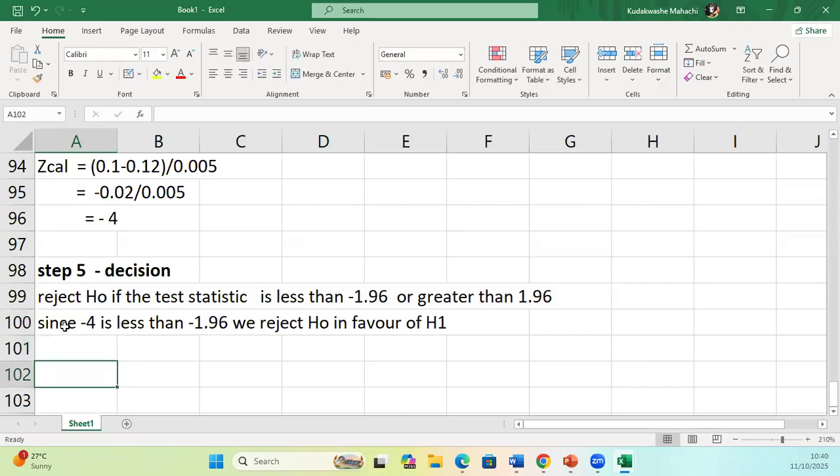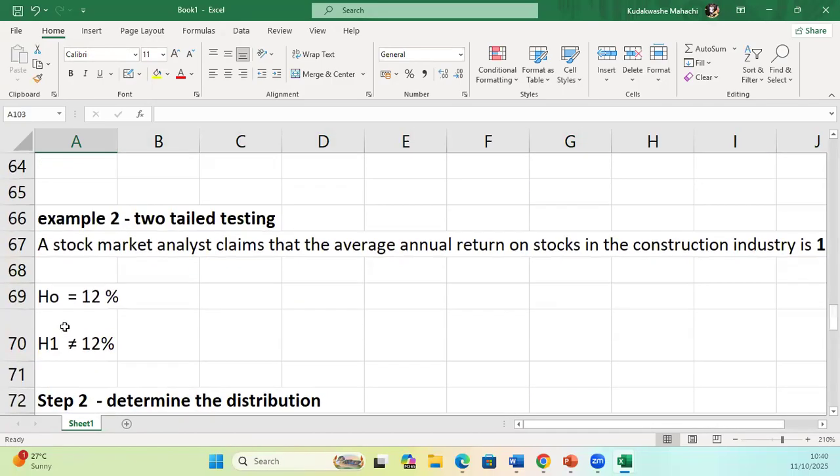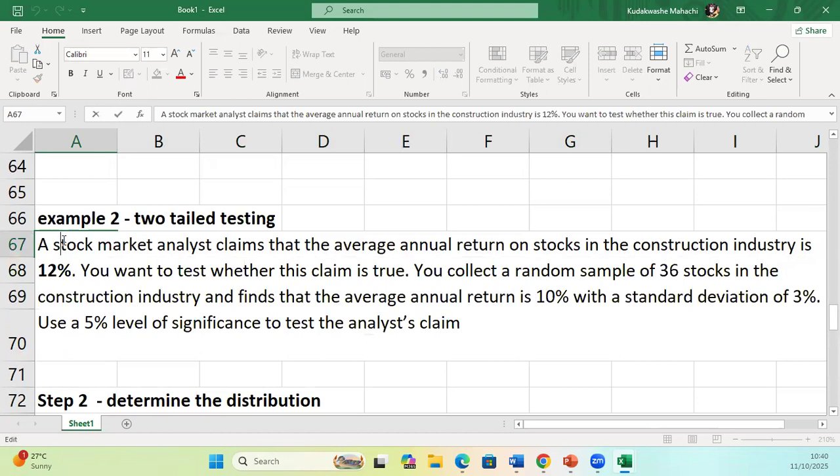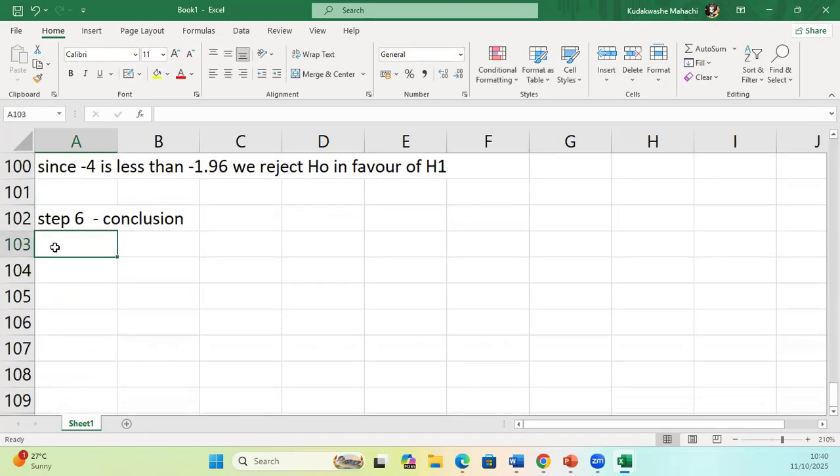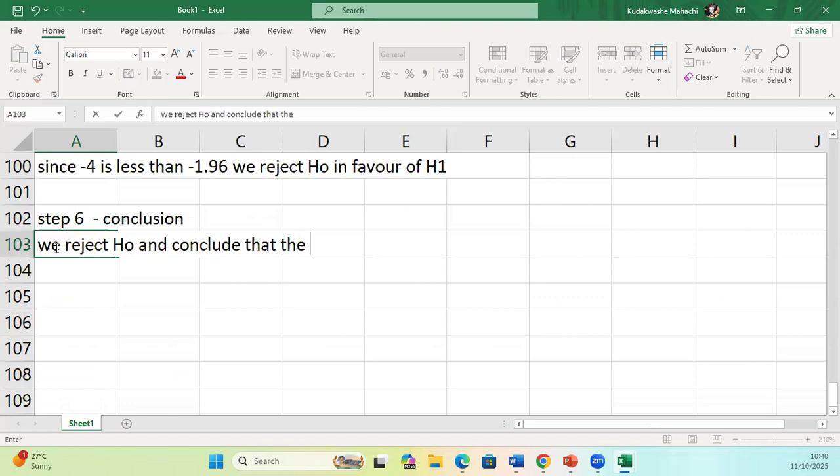Then finally, step number 6, conclusion. The conclusion is based on the case. What were we testing? What was the claim? A stock market analyst claims that the average annual return is 12%. You want to test whether this claim is true. So you reject H naught and conclude that it is not 12, going in favor of H1. So we reject H naught and conclude that the average return is not 12.